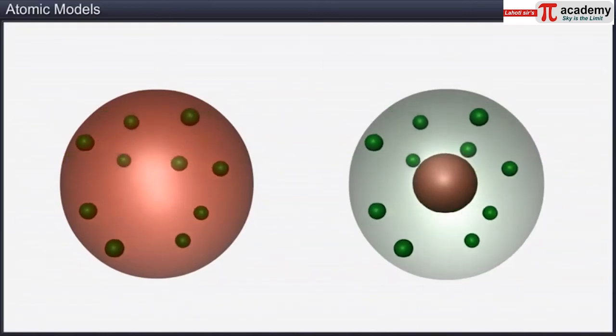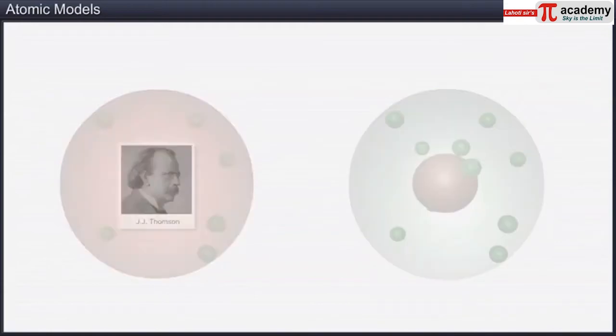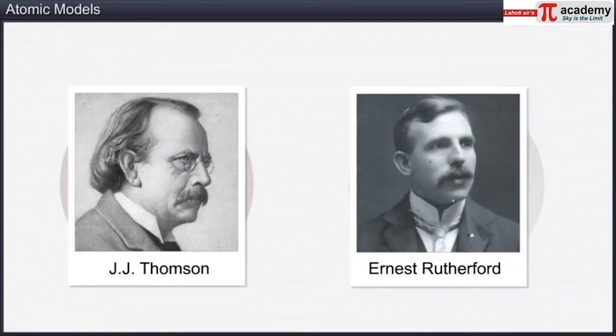Of these models, the models proposed by J.J. Thomson and Ernest Rutherford are of great significance as they paved the way for the modern structure of an atom. Let's discuss both these models one by one.